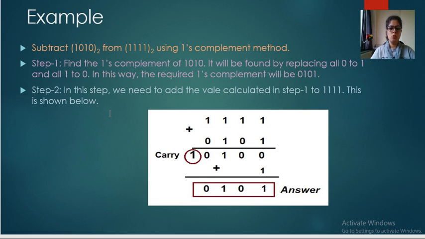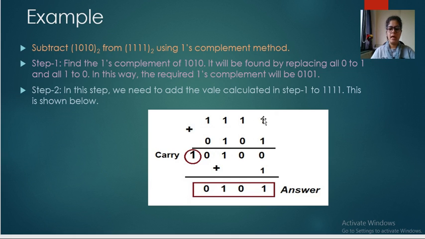In step number 2, we have to add this complemented number to the larger number to get the result. So look at this step. This is the given number in the question, 1111. These are 4 bits. Now we have to subtract the number 1010. We have already calculated the ones complement, and the result was 0101. This is the first step where we calculated the ones complement.